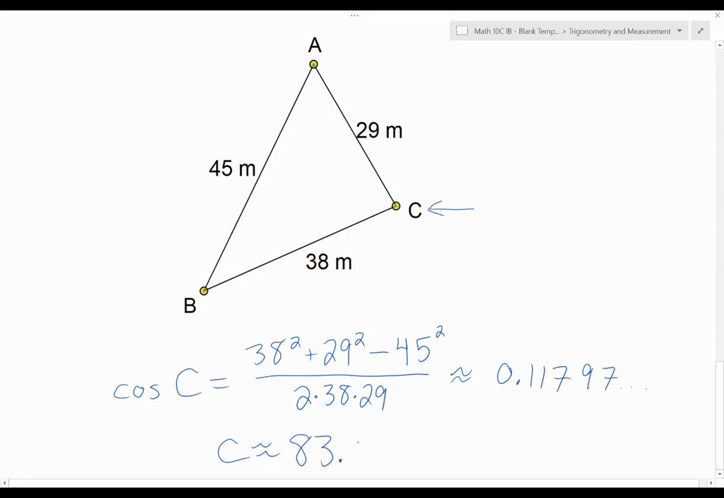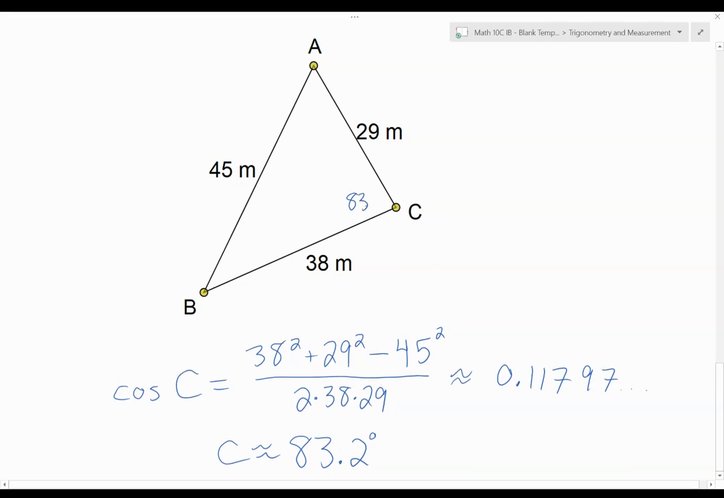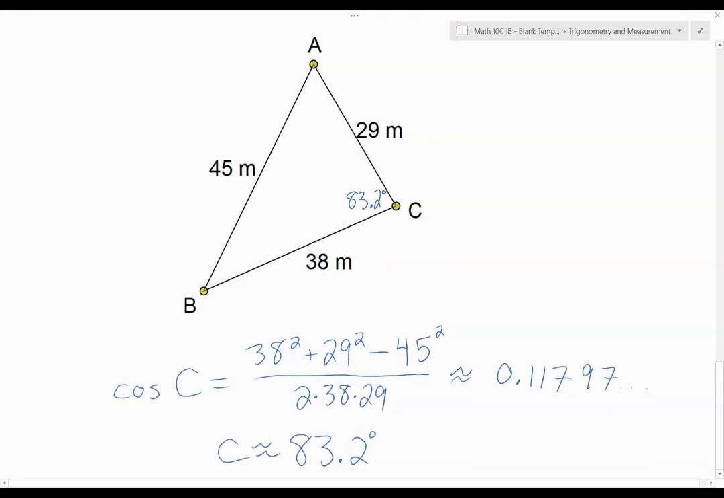I should probably mention, if your calculator is not in degree mode while you're doing this, you will be getting answers that maybe don't make any sense if you're in radian mode. If that happens, double check the mode of your calculator. So I have 83.2 degrees here. Now I can go ahead and find A or B.